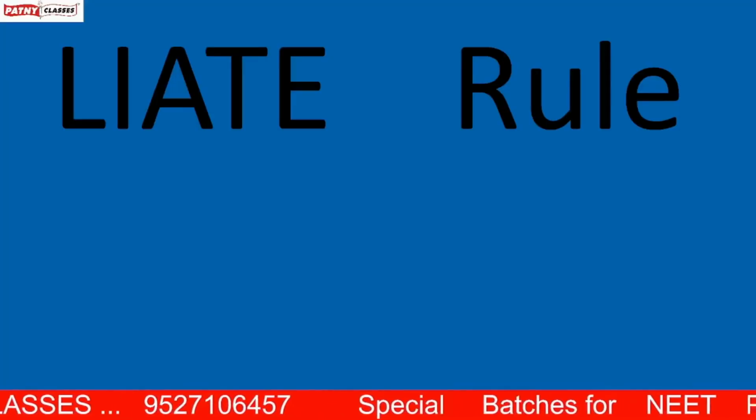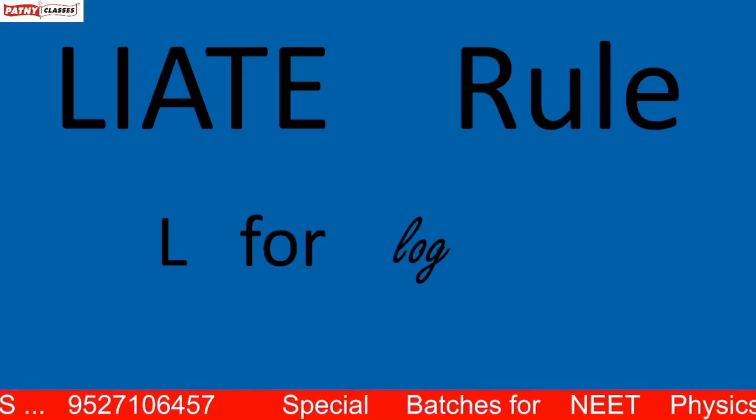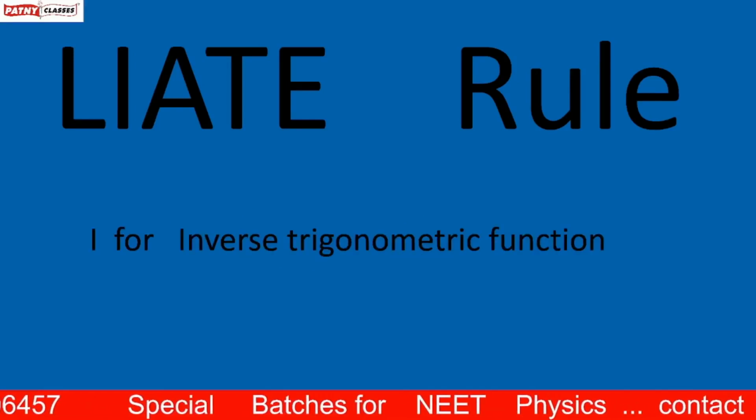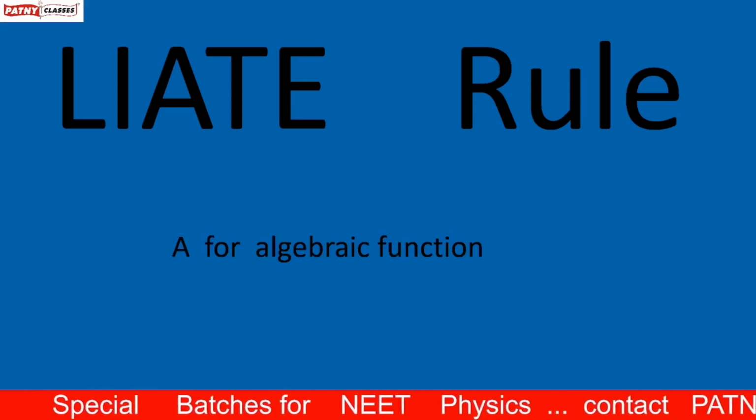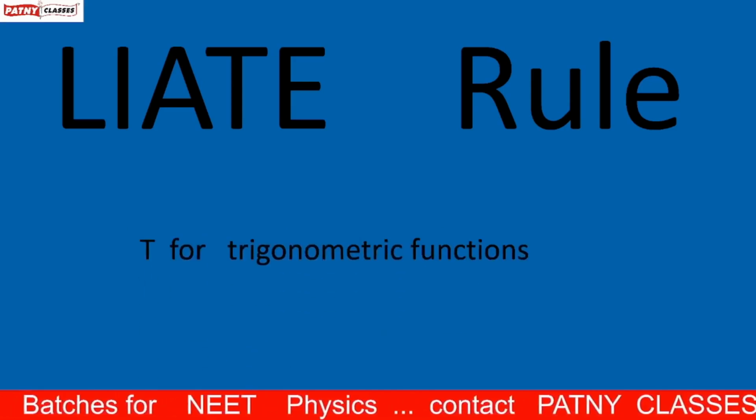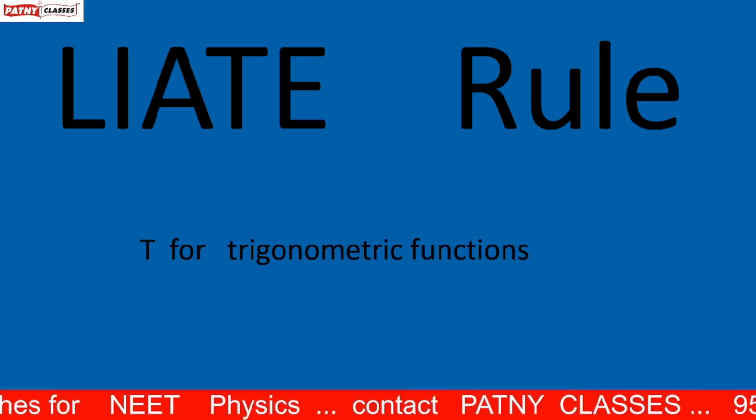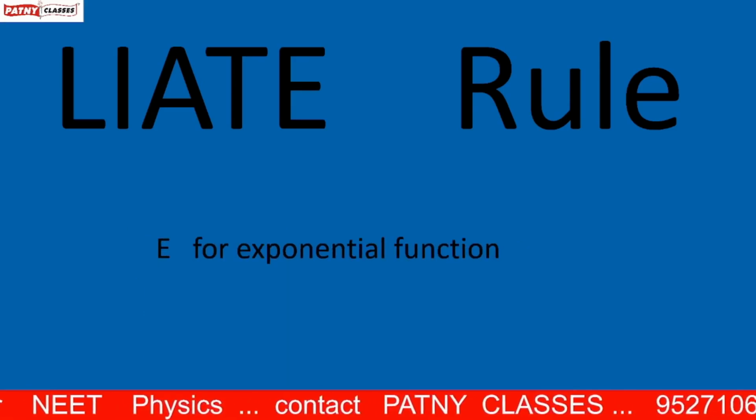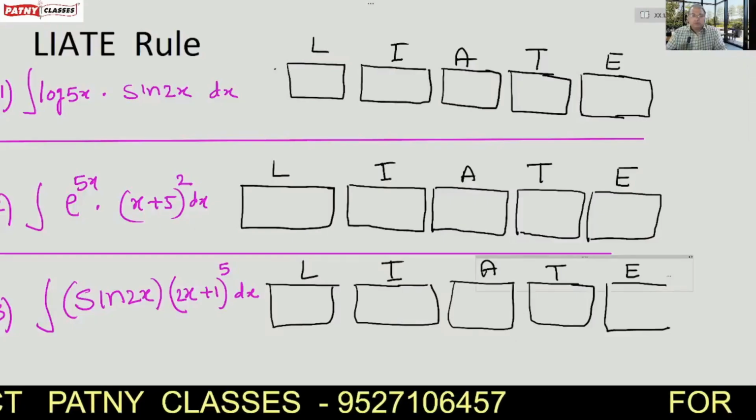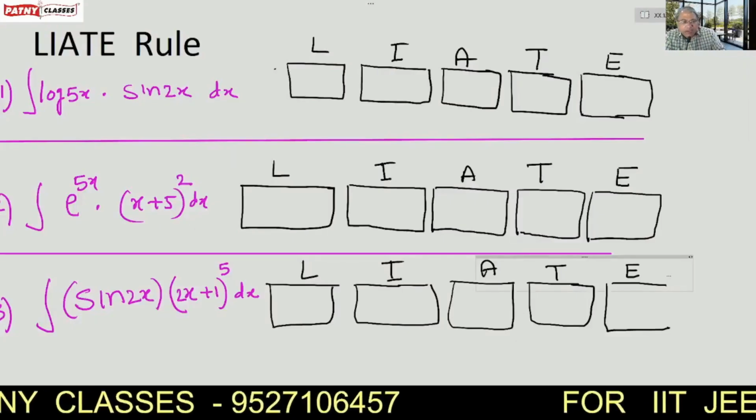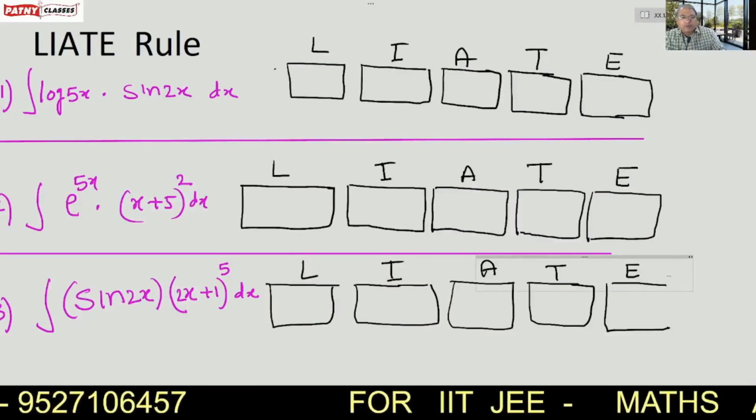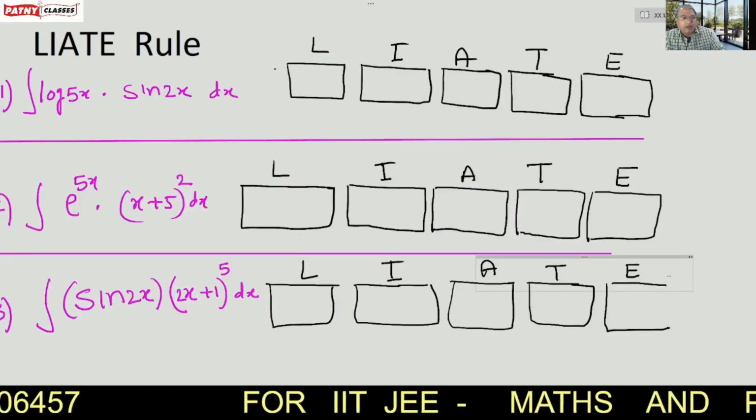Under the LIATE rule, L stands for log, I stands for inverse trigonometric function, A for algebraic function, T for trigonometric function, and E for exponential functions. Now under the LIATE rule, how do we decide u and v? For that I have a trick here.